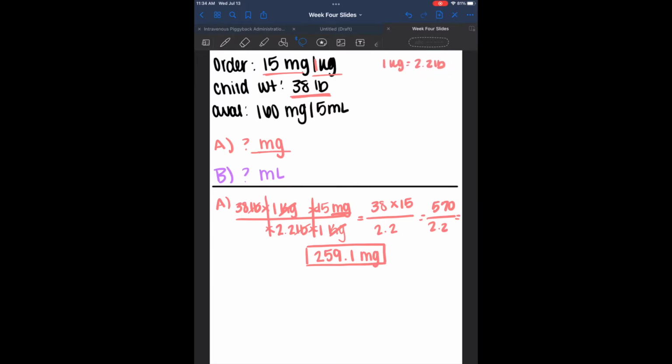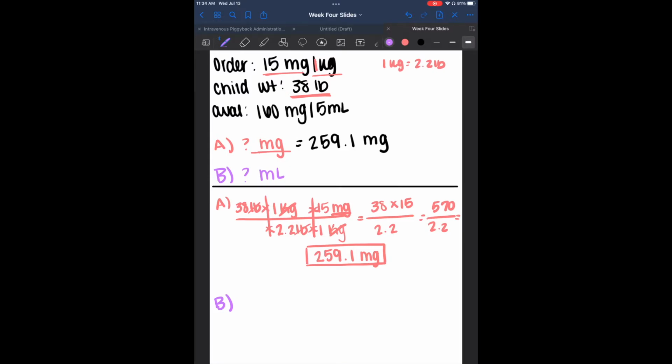So 259.1 milligrams. Okay. So now we're going to figure out how many milliliters we're going to give this child. The biggest thing to remember with these, because there are multiple steps with all of these problems, is that you're only going to use each piece of information once.